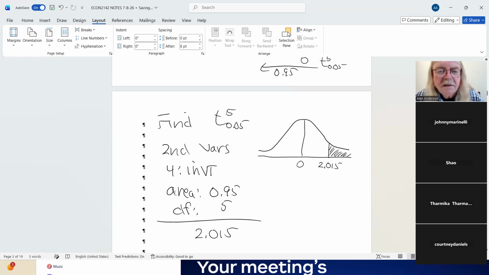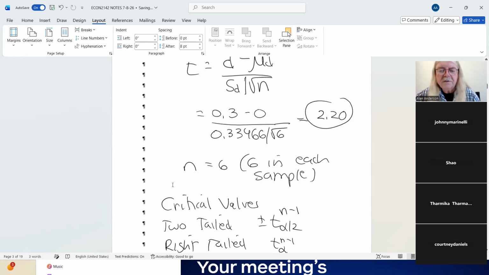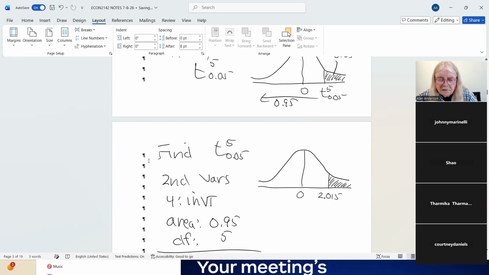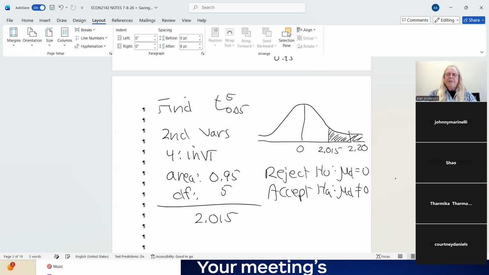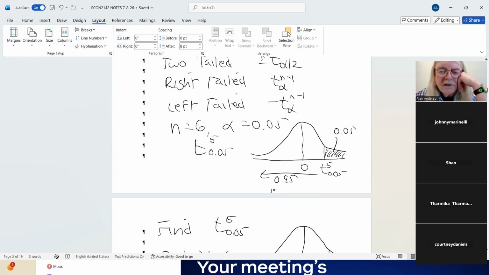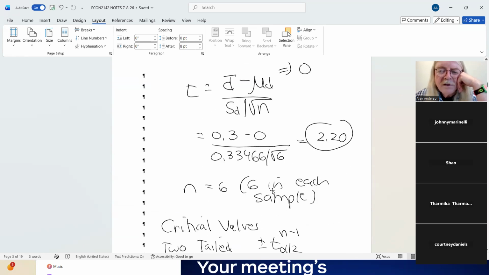Since the test statistic is 2.2, that of course means that we're in the rejection region and we reject the null. Acceptable alternative that it is different from zero. Now, if we decided to use the p-value approach, the test statistic is what determines the p-value. 2.2 in the right tail.